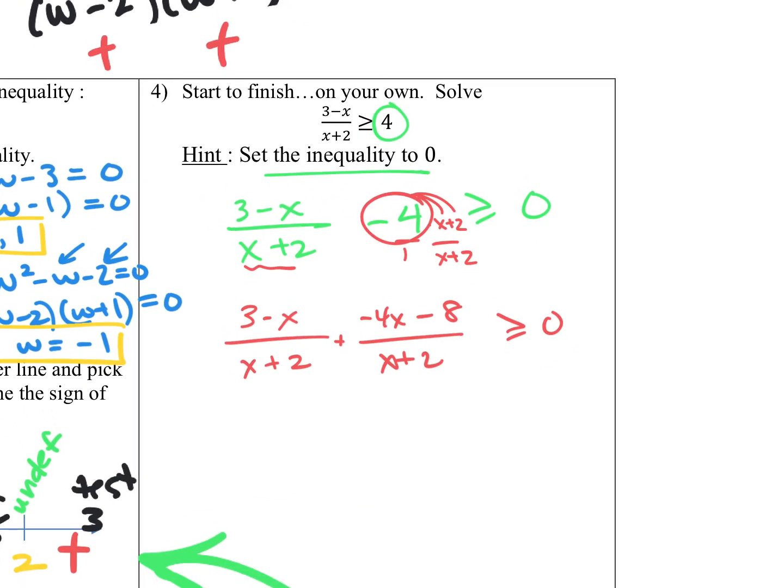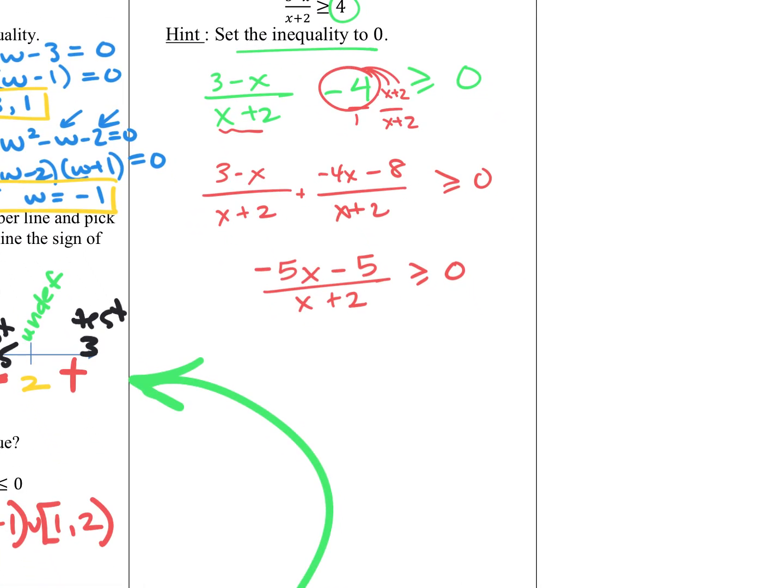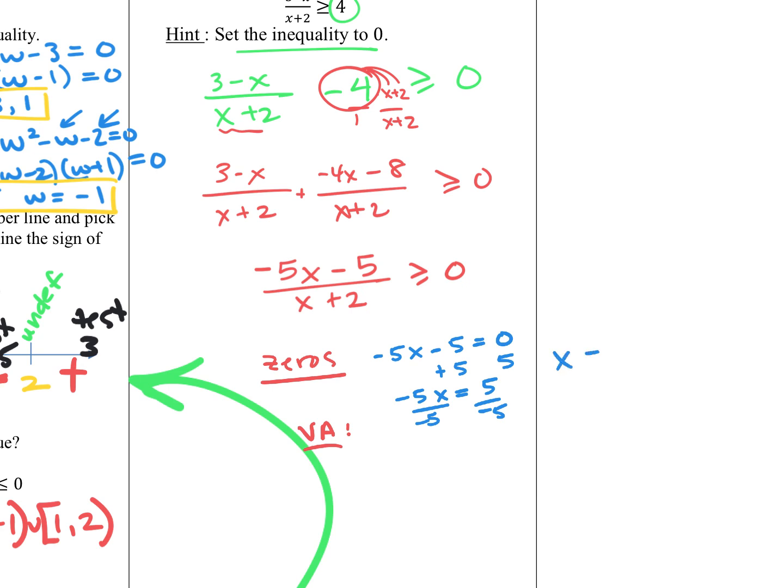And simplifying that, what we're really going to have, I'll write my x's first, is negative 5x, and 3 minus 8 is negative 5, over x plus 2. So that's really the rational function that we're going to be talking about. So the big things we need are the zeros and our vertical asymptotes. The zero happens when the numerator is equal to 0. So if I solve that, just a nice little linear equation, divide by -5, we get this happens at -1. The vertical asymptote is when our denominator equals 0. So that's going to happen when x is -2.